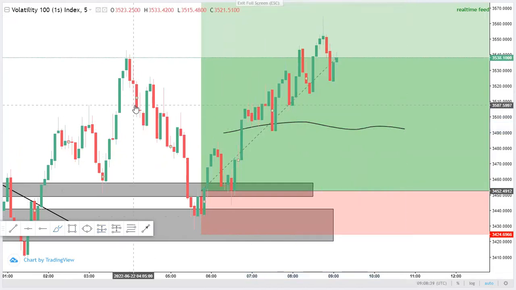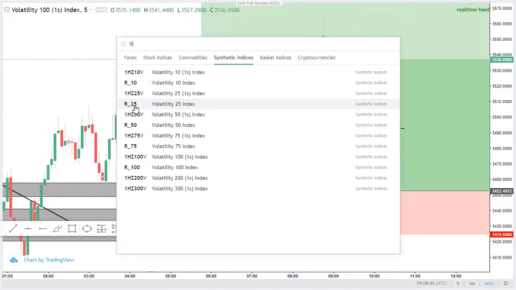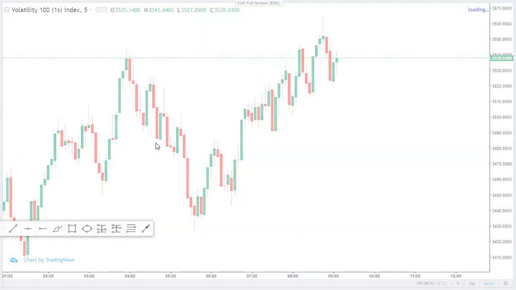So the next thing you're going to be looking at now, let's look at another pair. Let's break it down, so that everybody can actually understand. So next thing we're going to be looking at, let's look at the VIX 75 index.